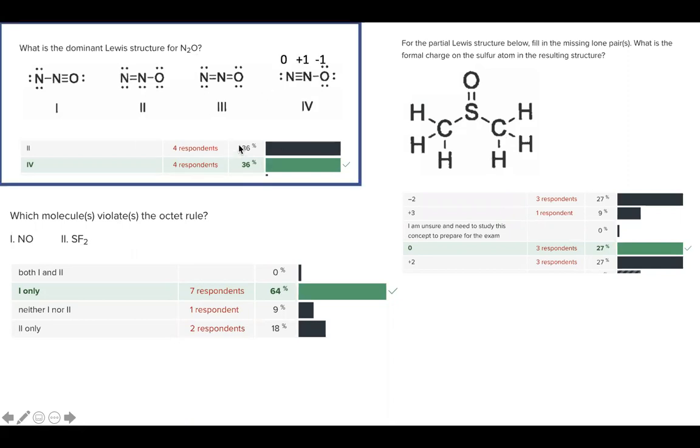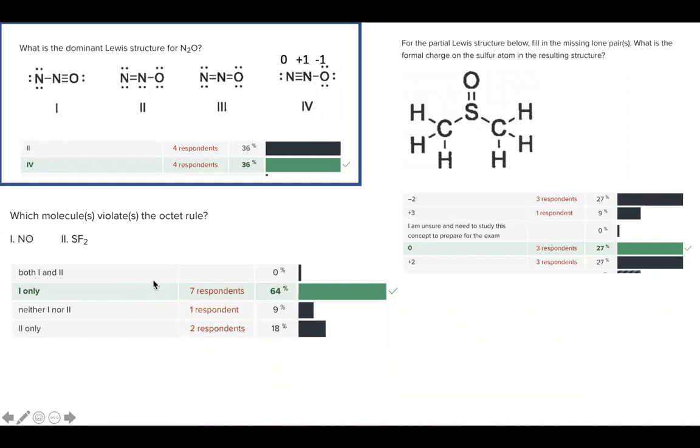I'm going to come back to that strategy of first looking for octets. Then I'm going to say I want formal charges as close to 0 as I can. And if I have a couple that have that same scenario close to 0, I'm going to put the negative on the more electronegative. That's the criteria that I'm looking at when I'm trying to answer that one right there.